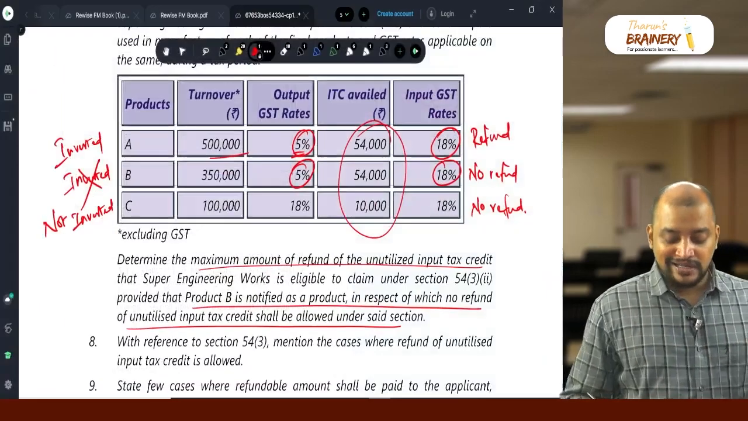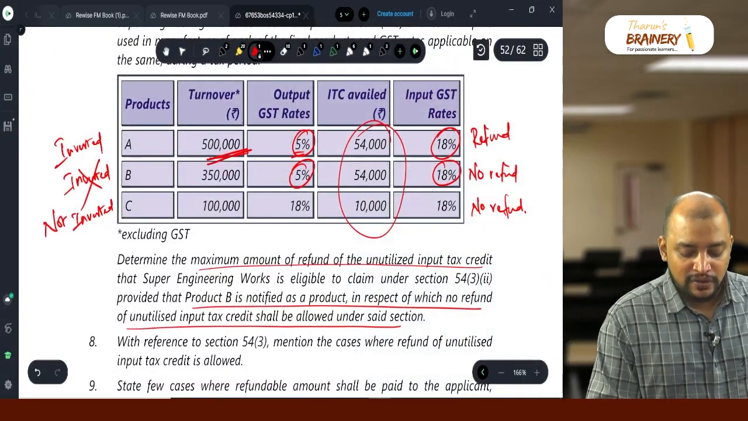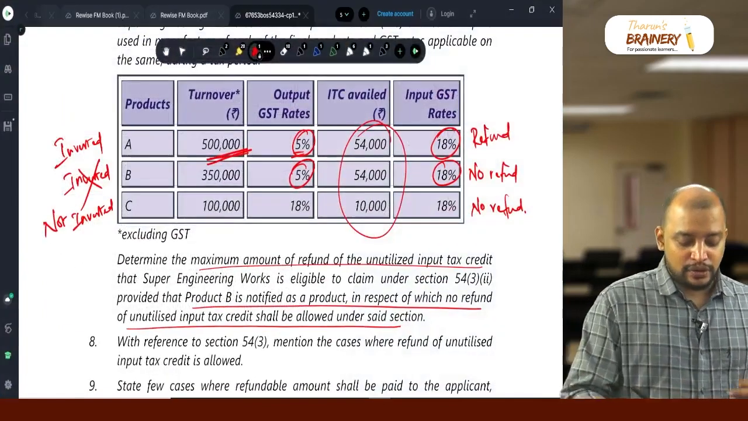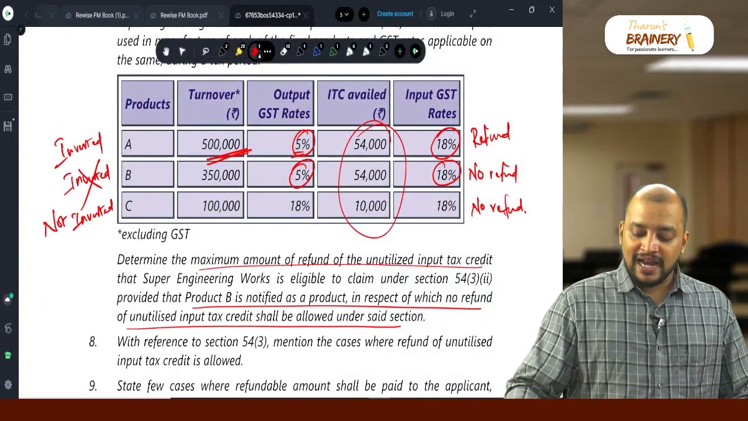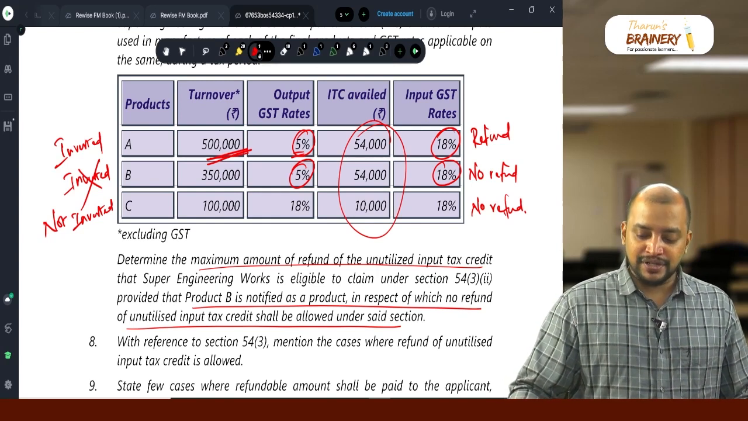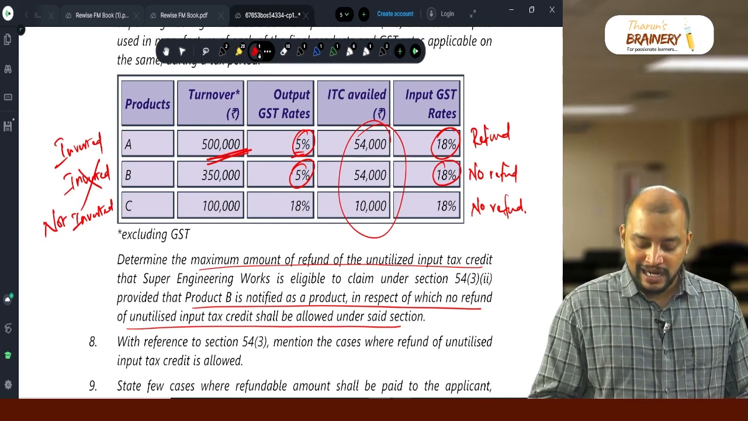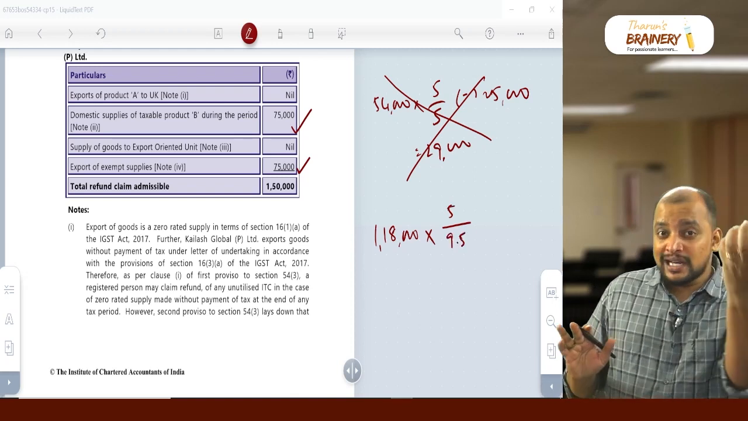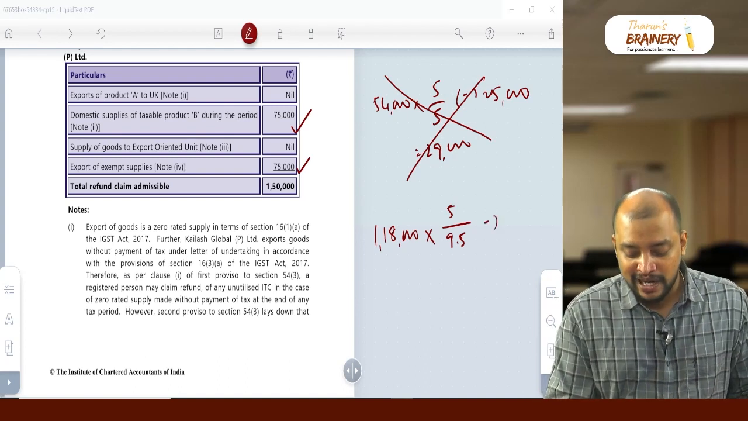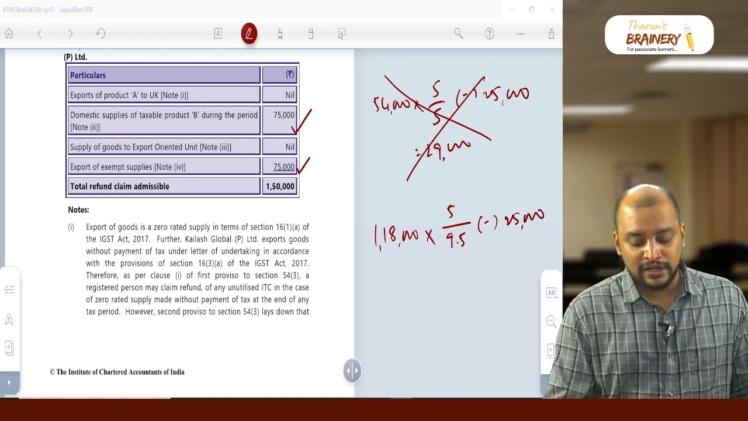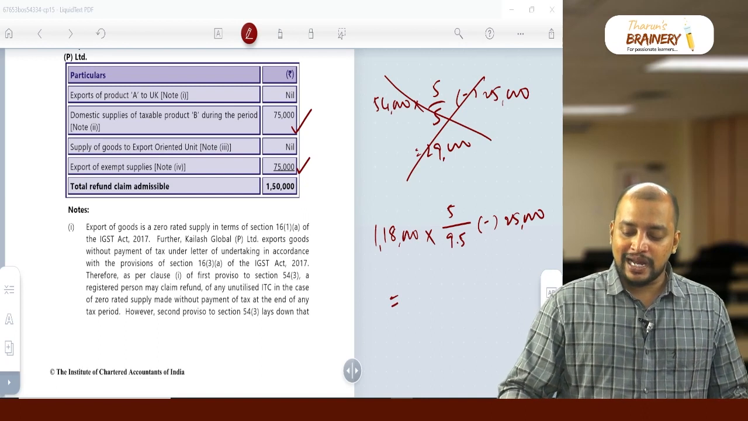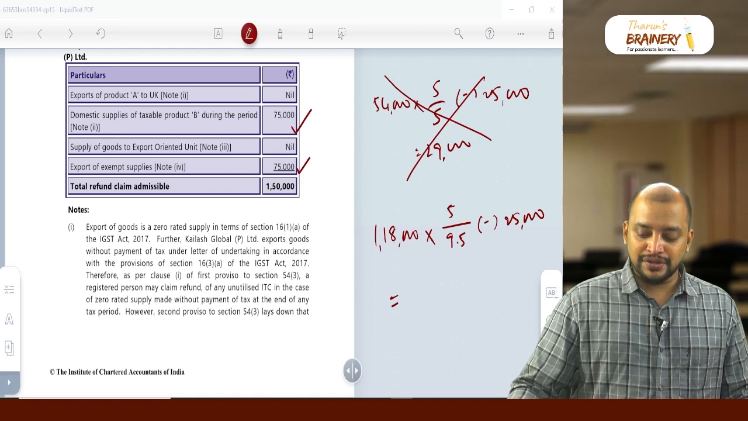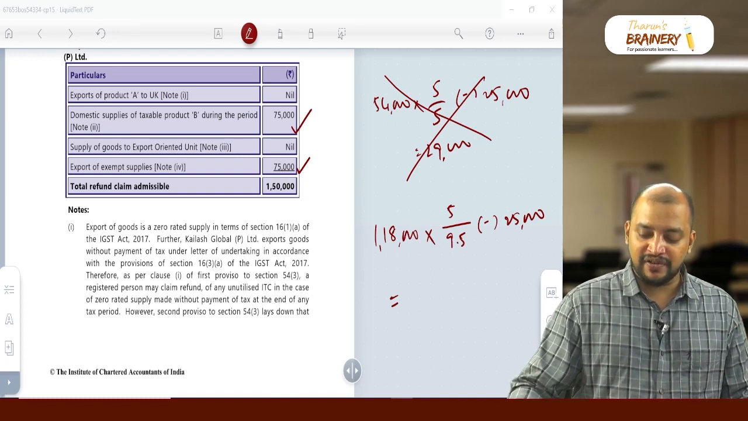1,18,000 into, now what is the inverted turnover? Inverted turnover is 5 lakhs, into 5 divided by adjusted total turnover. Total, you take 5 lakhs plus 3,50,000 plus 1 lakh, that is 9,50,000. So 5 divided by 9.5. Now you will get the ITC pertaining to inverted turnover, minus GST payable on inverted turnover 25,000, that is same. So 1,18,000 into 5 divided by 9.5.